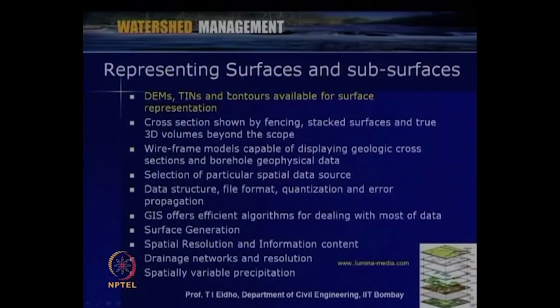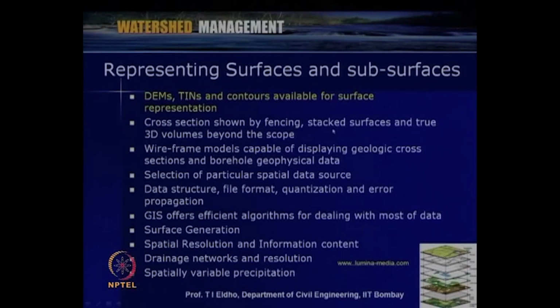Now let us see what happens within a GIS platform, how to represent the surfaces or subsurfaces which we generally deal with in watershed management plans. As I already mentioned, we can generate digital elevation models or triangular irregular networks, and contours are available for surface representation. So, we can represent the surface using the grid-based system with digital elevation models, triangular irregular networks or contours, and a cross section is generally shown by fencing or stacked surfaces, as you can see in this figure. We can have various stacks like this.